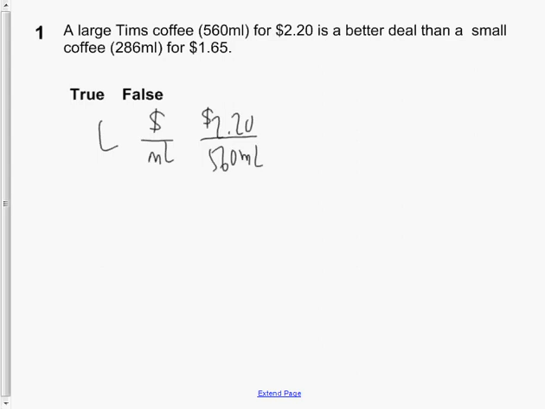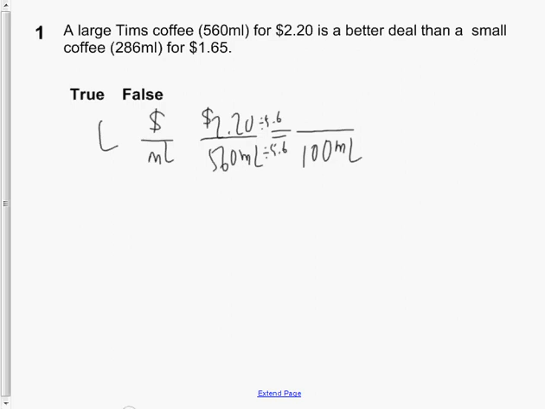Now, as we said before, if you look for the cost for 1 milliliter of this coffee, what you're going to end up having is something that's less than a penny. So what we're going to do is find out what it is for a decaliter or 100 milliliters, which is a unit rate. So in order to find that, you can either divide by 560 and then multiply by 100, or you can simply divide by 5.6 to get that 100 right off the bat.